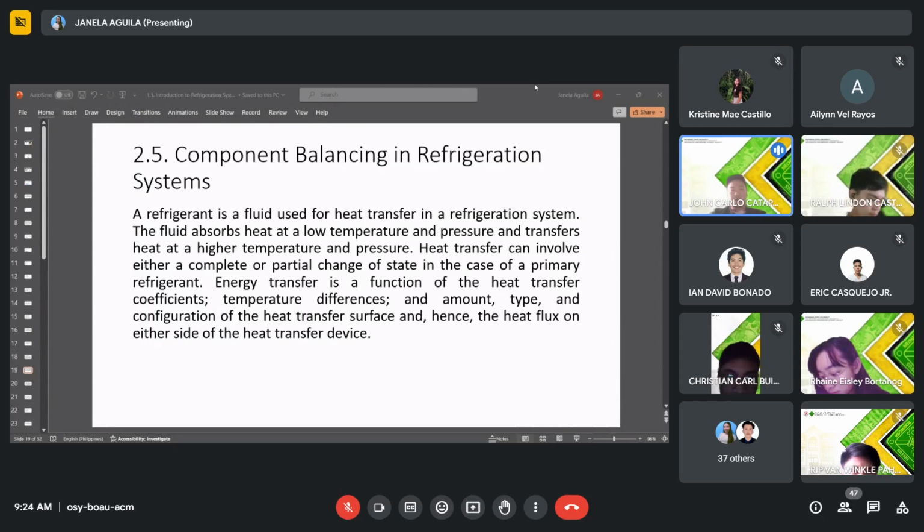So bali po yung atin pong refrigerant is may malaking role sa ating refrigeration system. Bali ang nangyayaring proseso sa ating refrigeration system ay ina-absorb ng ating refrigerant ang heat at low pressure and temperature and release it at a high temperature and pressure. Energy is a function of the heat transfer coefficients, temperature differences, and amount, type, and configuration of the heat transfer surface, and hence the heat flux on either side of the heat transfer device.